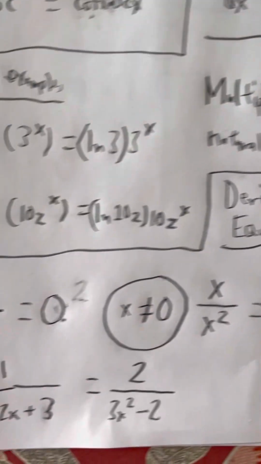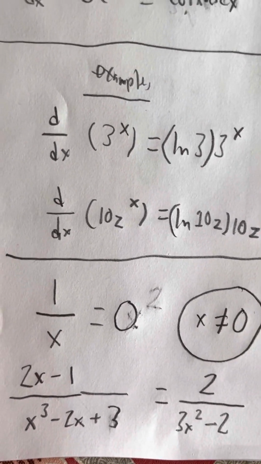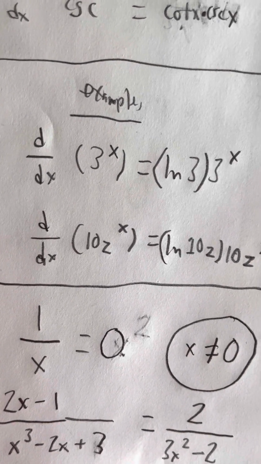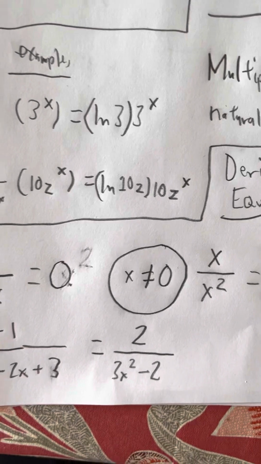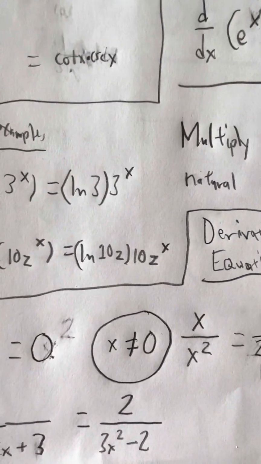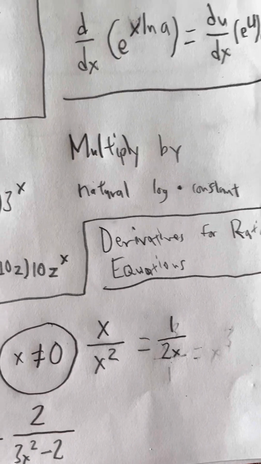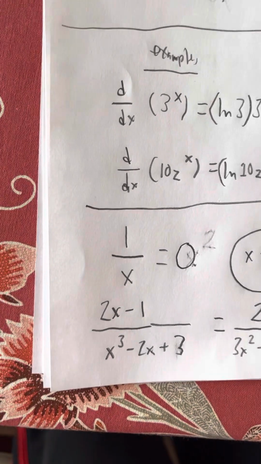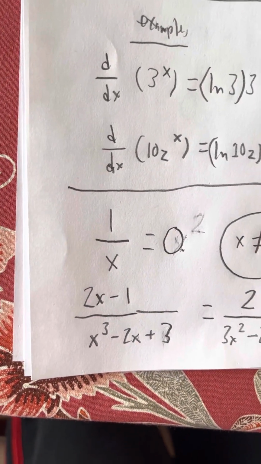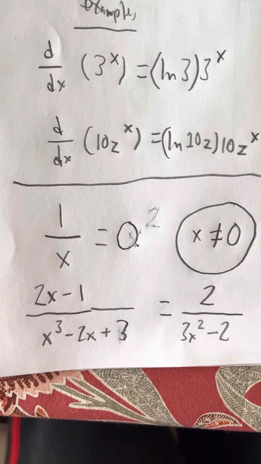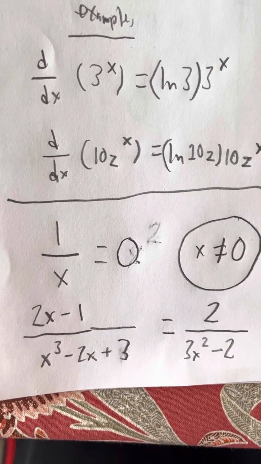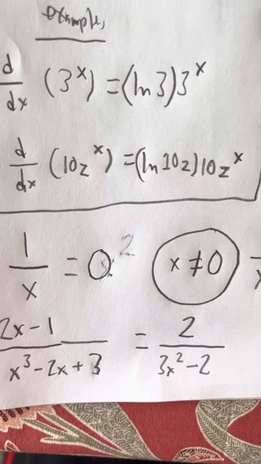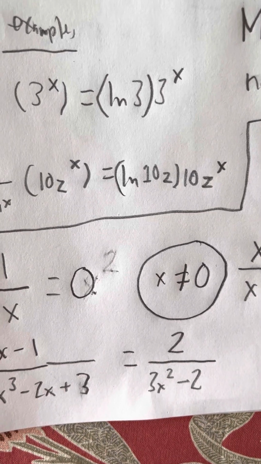Derivatives of rational equations. 1 over x equals 0, because the derivative of 1 is 0, so it's 0 over 1. And x can't equal 0 if it's in the denominator. x over x squared is 1 over 2x, because you're taking the derivative of x and the derivative of x squared. Then 2x minus 1 over x cubed minus 2x plus 3. That's a big one. It's 2 over 3x squared, and then x cubed, 2x plus 3, 3x squared minus 2.